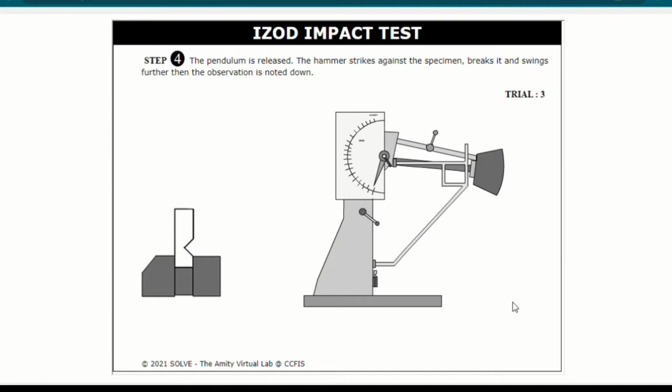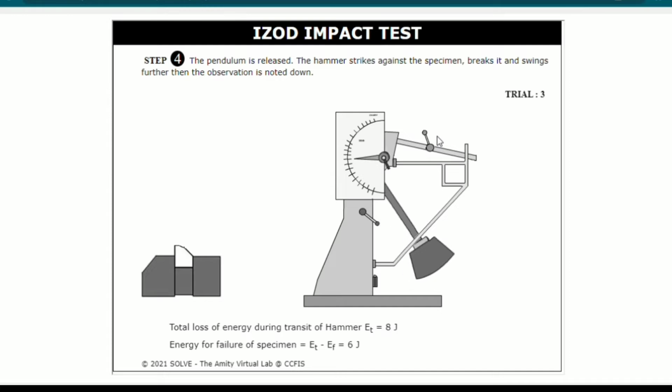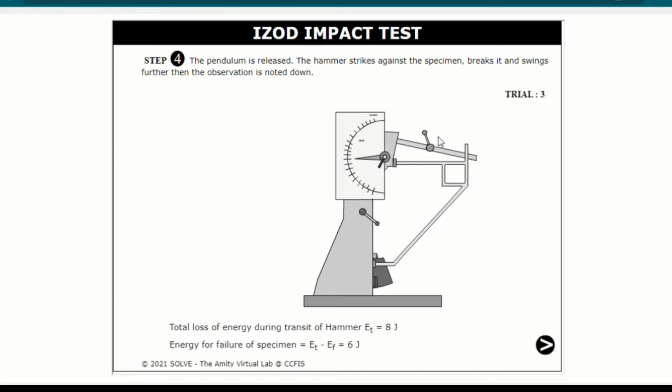Step 4. The pendulum is released. The hammer strikes against the specimen, breaks it and swings further. Then the observation is noted down. Total loss of energy during transit of hammer is 8 joules. Energy for failure of specimen is 6 joules.